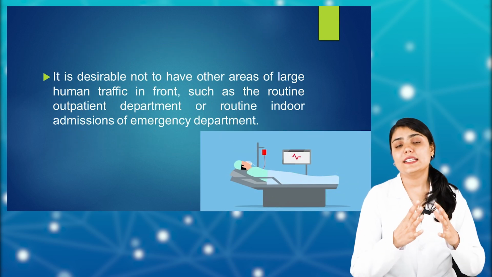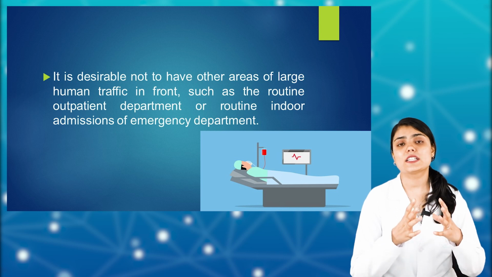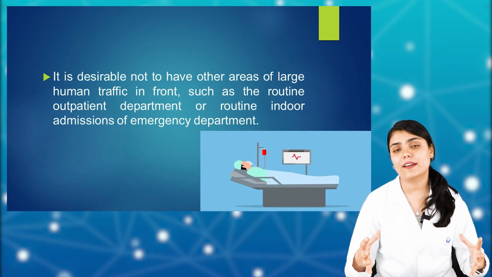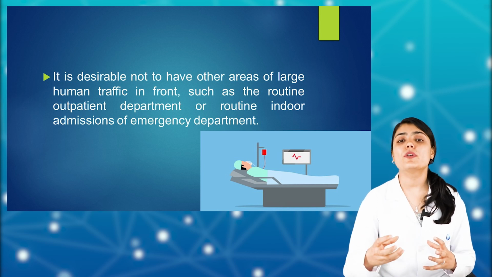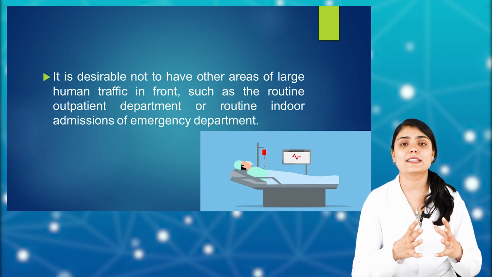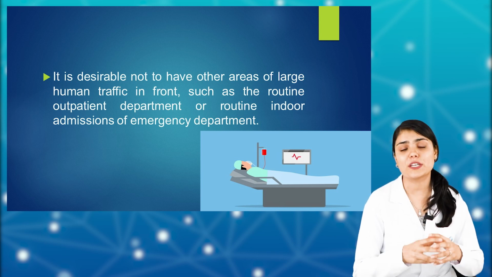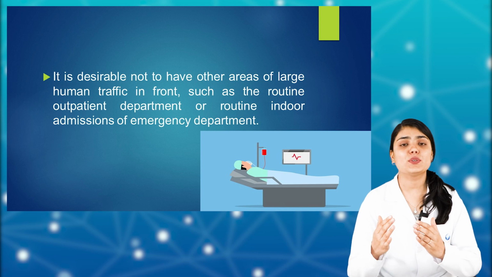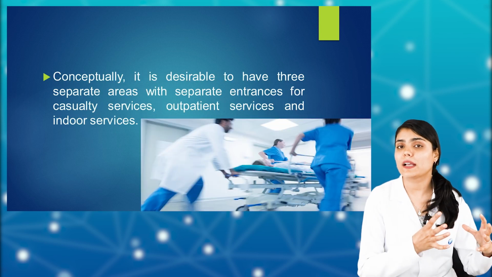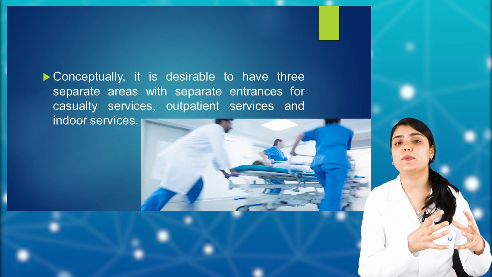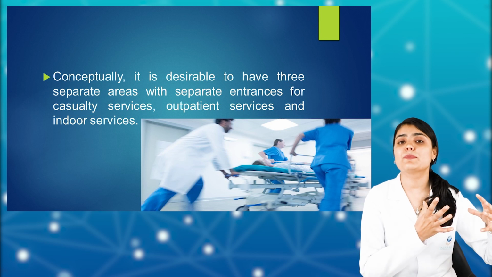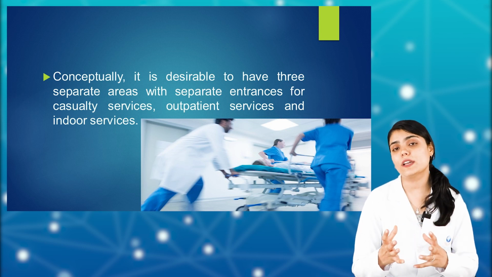The second thing in the designing of emergency is that it is always preferable that outside the emergency, or nearby the emergency, departments where more people visit or more crowd can be seen are avoided. For example, an outpatient department or a reception area is usually not made nearby the emergency because a lot of people may come to the reception, and a lot of people may come to the outpatient department. Therefore, all of these areas are kept away from the emergency or casualty.